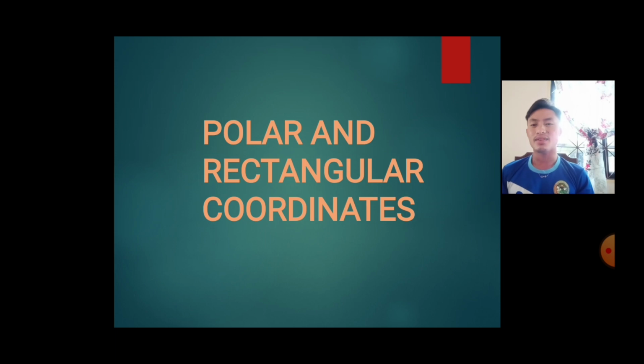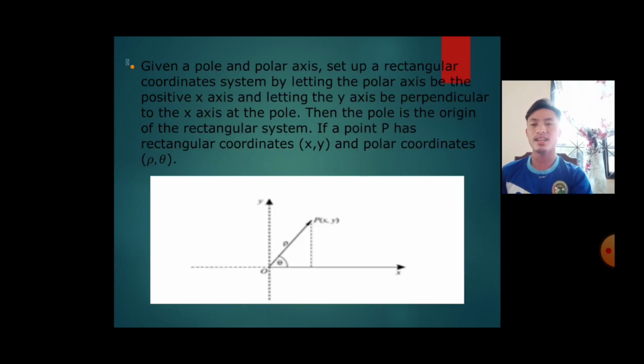And now, our topic for today is about polar and rectangular coordinates. Given a pole and polar axis, set up a rectangular coordinate system by letting the polar axis be the positive x-axis and letting the y-axis be perpendicular to the x-axis and the pole. Then, the pole is the origin of the rectangular system if a point P has rectangular coordinates x and y and polar coordinates r and theta.